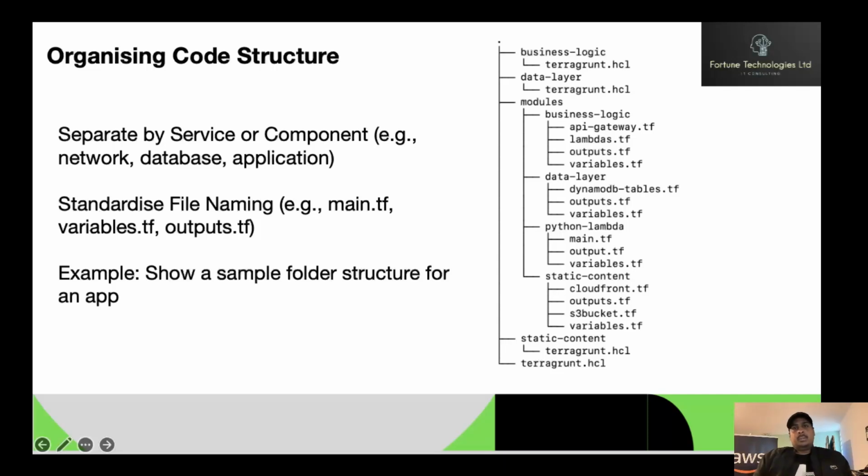Organizing code structure. To keep Terraform code organized, it's very important to structure it by service or component, as you can see in the picture on the right-hand side: segregate by network, database, or your application layers. Use a consistent file naming convention like main.tf, where .tf is the extension for Terraform, for main configurations, variables.tf for input variables, and outputs.tf for outputs. A clean structure makes it easier for your teams to find and manage specific configurations.